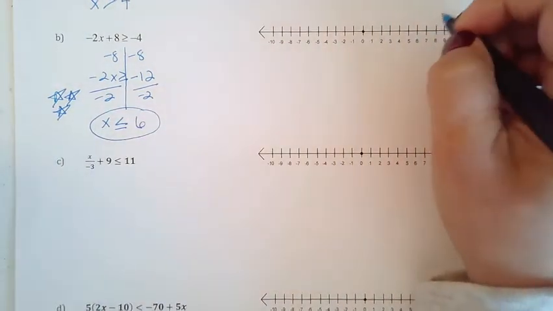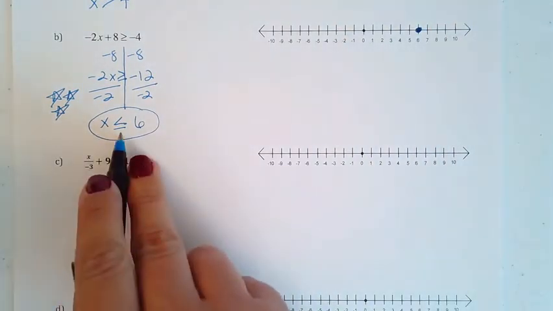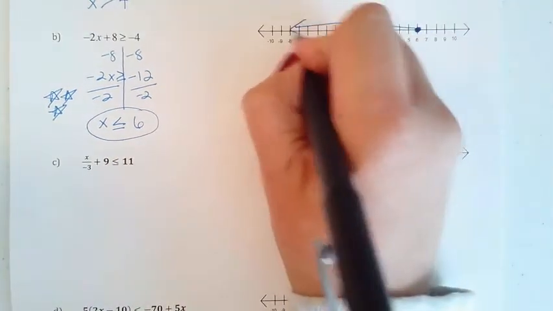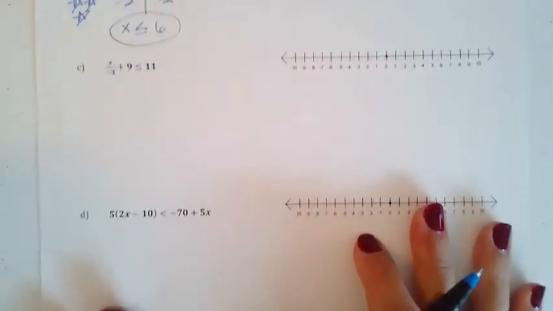So I go to positive 6. I'm going to put a closed circle. And this reads x is less than or equal to 6. So it's all these numbers down here. Next.